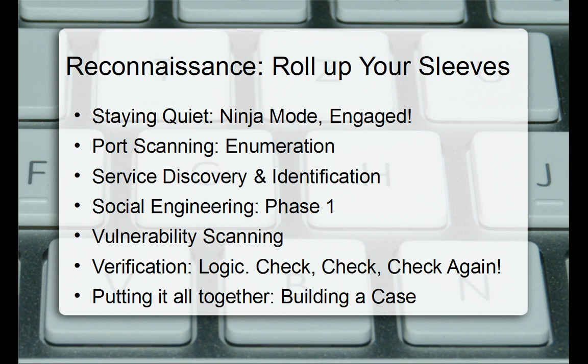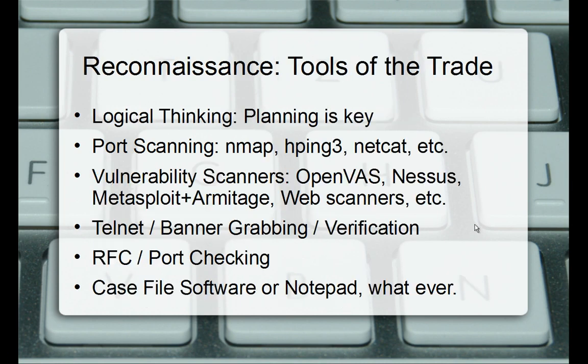We're going to skip the social engineering phase 1 because that's really for the external audit, as we showed in the information gathering stage of phases of network security auditing. So that's not really going to apply today, but vulnerability scanning, we'll use OpenVAS, of course. Verification, logic, check, and check again. Guys, I can't drive that home enough. Use logic. It is very important. So then we're going to put it all together and build a case.